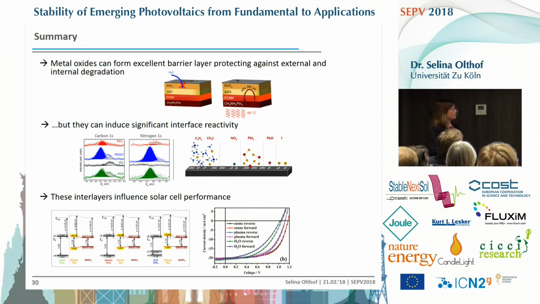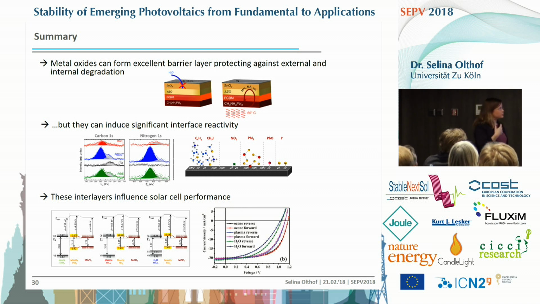Okay, so I hope I showed you that metal oxides can be very useful as charge extraction barriers, and as gas penetration barriers in both directions, so coming in and going out. So it really stabilizes these perovskite films. But if you are adjacent to one of these metal oxides with your perovskite film, you can have significant chemical interaction and degradation. And these interlayers will certainly play a role in your device performance.